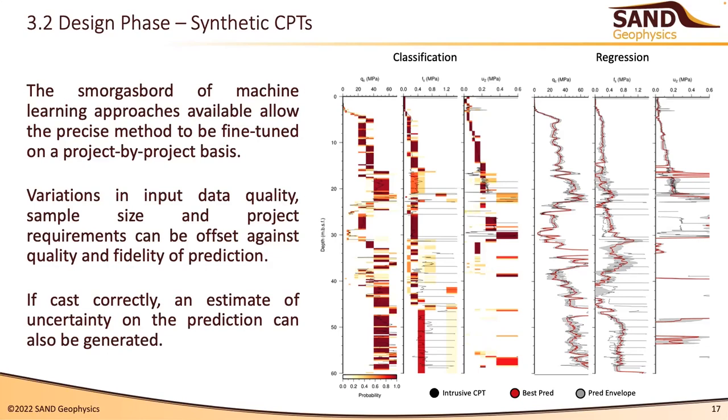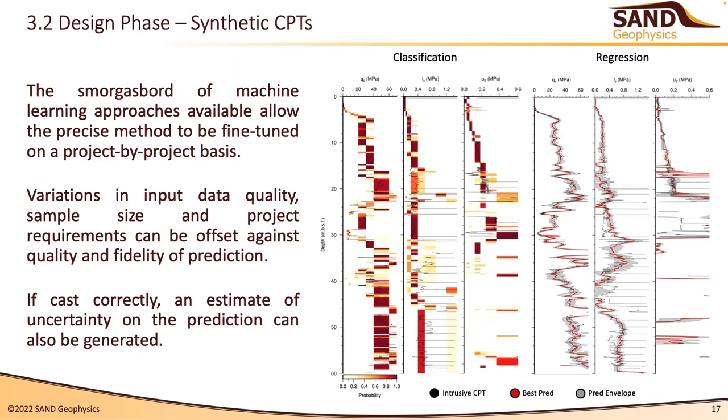On the right-hand side, we're using an artificial neural network, or an ensemble of artificial neural networks, to do a continuous prediction. So this is a regression, and it's essentially trying to generate a fully smoothed synthetic CPT response for tip resistance, sleeve friction, and pore pressure. On the plot on the right, the black line is the observation from that location. The red line is the best prediction, and the shaded grey range is the prediction envelope.